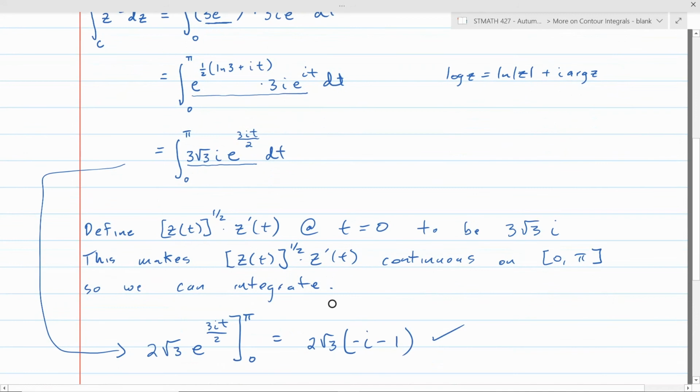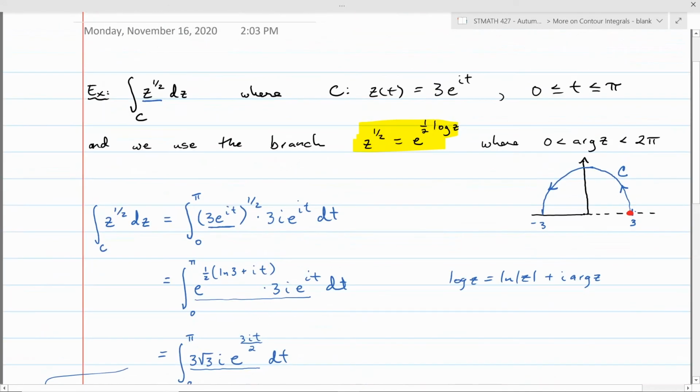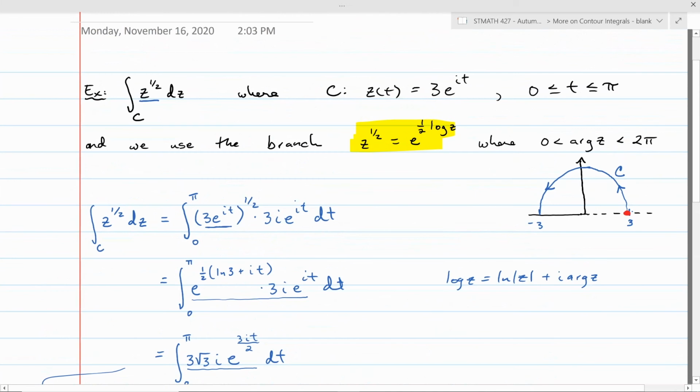Anyway, moral of the story is, if you're doing an integral and you're working with a function that has a branch cut, you got to watch out for that branch cut. You got to think carefully about what's going on there.